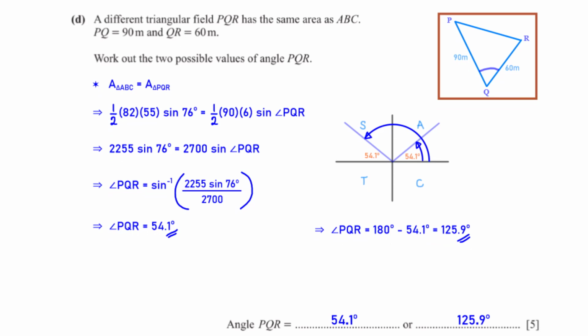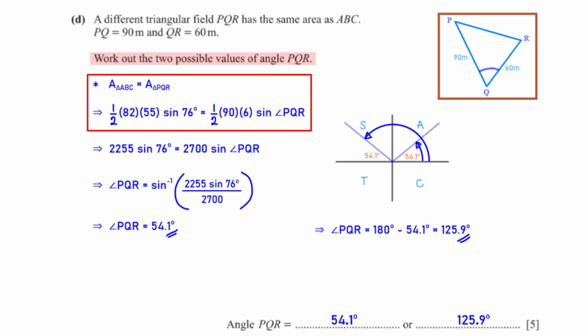A different triangular field, PQR, has the same area as ABC. PQ is 90 meters and QR is 60 meters. Work out the two possible values of angle PQR. We've been told the area of triangles ABC and PQR are equal. To get the area of the two triangles, we apply the formula half ab sine theta. So for triangle ABC, we have half of 82 times 55 times sine 76. And for triangle PQR, we have half of 90 times 60 times sine of angle PQR.